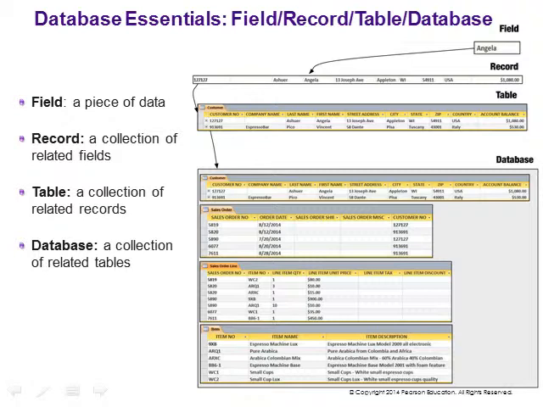The database table is a collection of related records. All the customer records form together a customer database table. And then the database, again, we said, was a collection of related tables. So all the tables needed for an accounting system might form an accounting database.